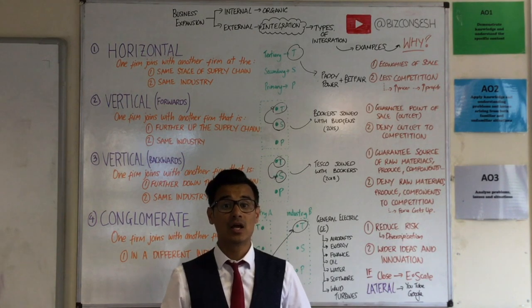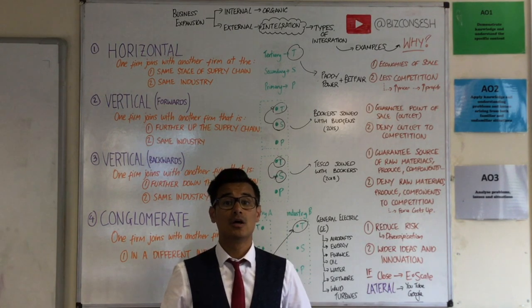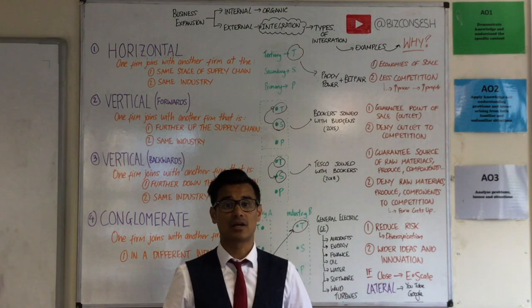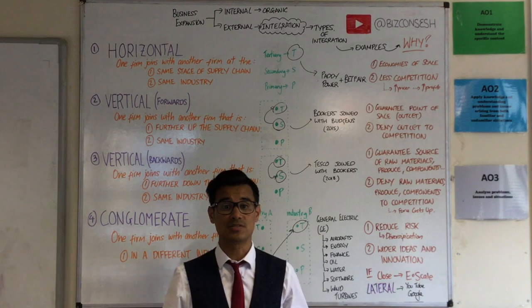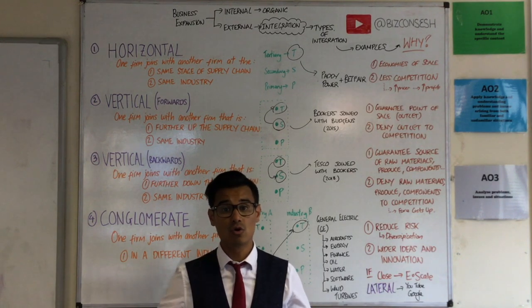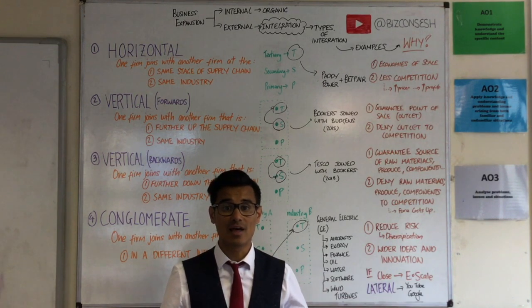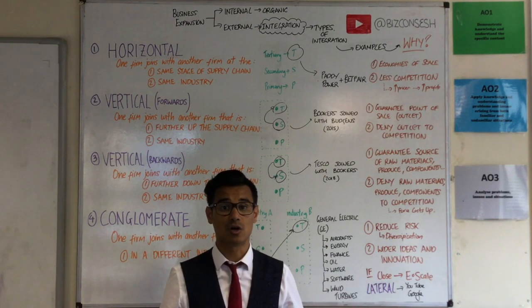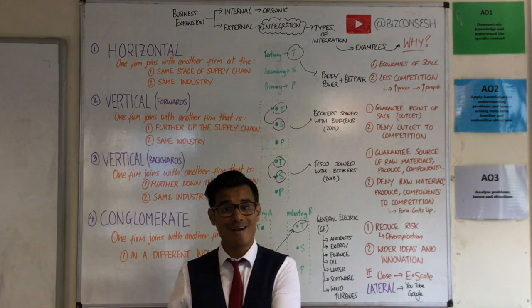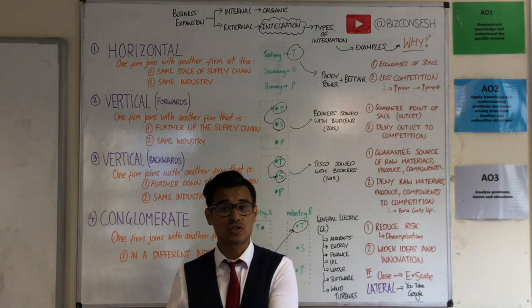In this video, we're going to look at types of integration. But before we look at that, let's take a step back. Business expansion, so expanding a business, is either internal or external. Internal, another name for that, is organic growth, and that could be through new outlets, for example.